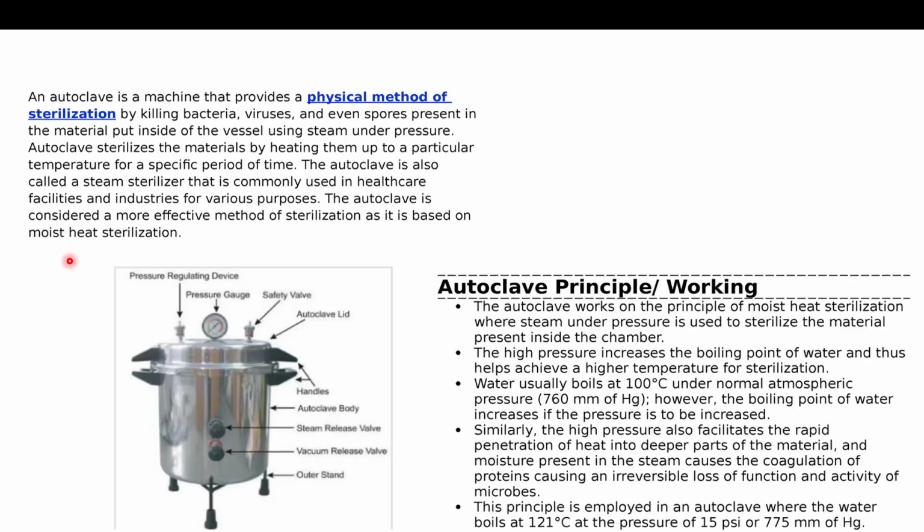Now, an autoclave sterilizes the materials by heating them up to a particular temperature for a certain amount of time. The autoclave is also called a steam sterilizer that is commonly used in healthcare facilities and industries for different purposes. An autoclave is considered a more effective method of sterilization because it is based on moist heat sterilization.